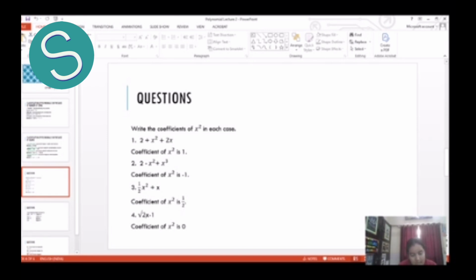And last is very important, root 2x minus 1. Here there is no term of x square because it must be multiplied with 0. That is why it is not present, right? So the coefficient of x square is 0 here.